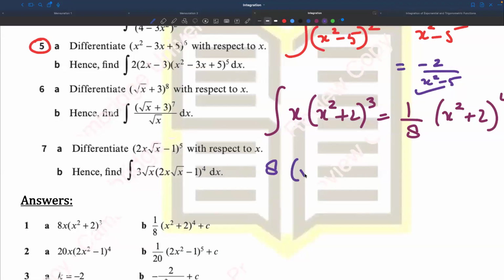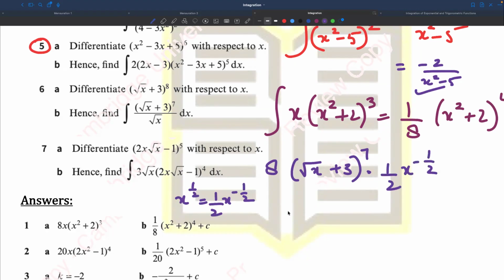8 bracket under root x plus 3 power, upon... Beta, you also multiply with the derivative. What are you doing, beta? So sad. x power half becomes half x power minus half, right? So this will be half x power minus half. So 2 4s are 8. This will cancel out. This will go into the denominator. And this will be your final answer for the derivative.